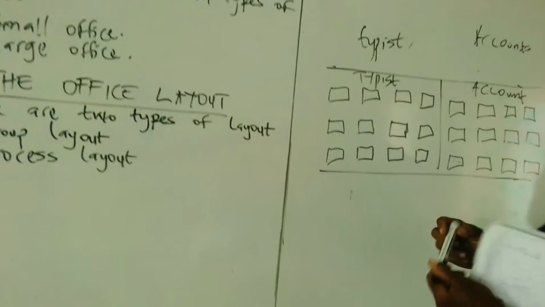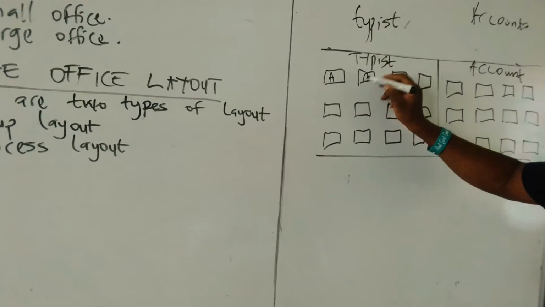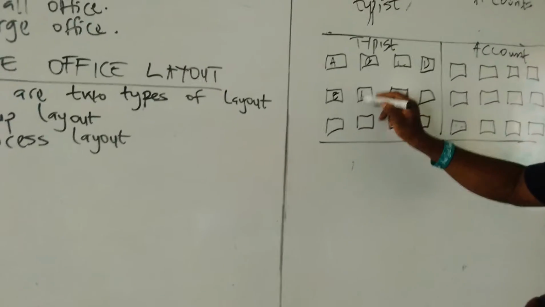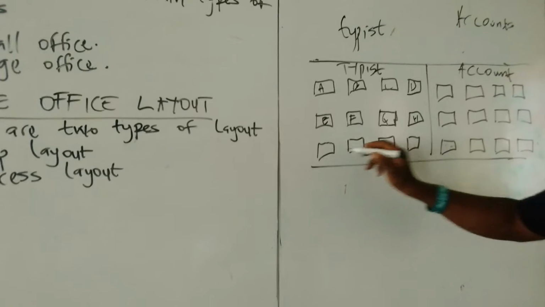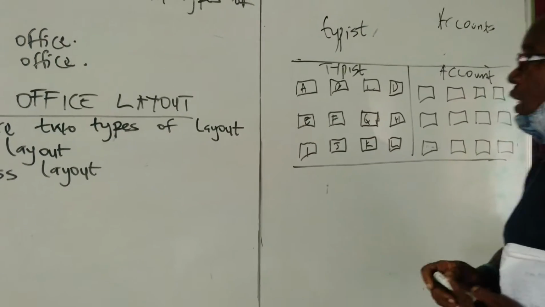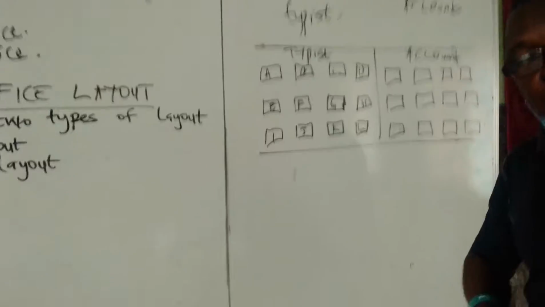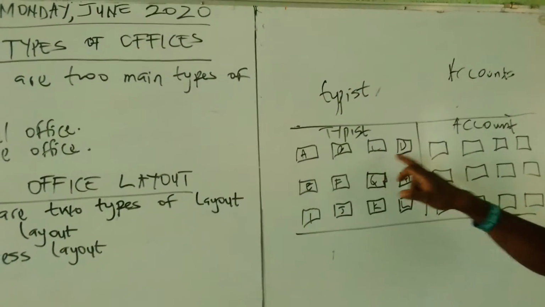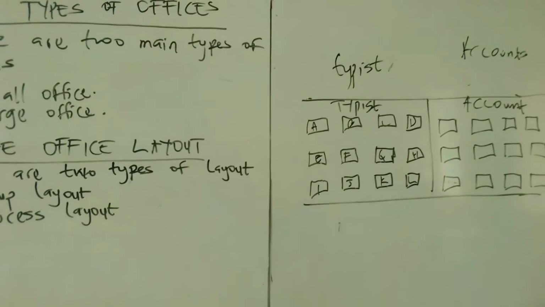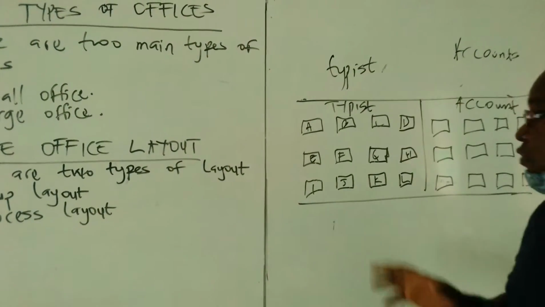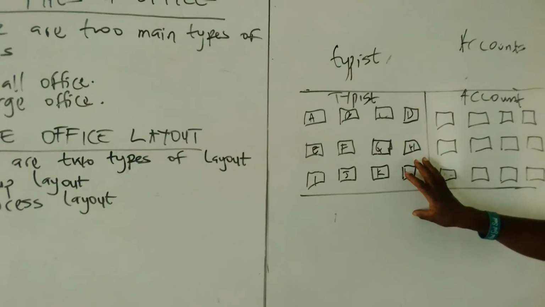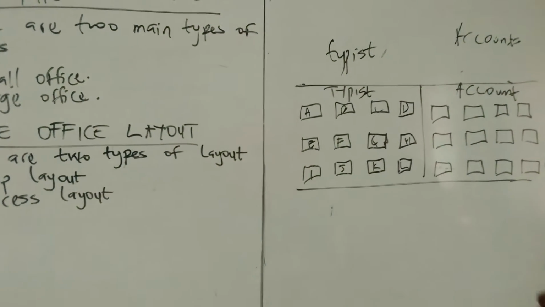You can see that this is typist A, B, C, D, E, F, G, H, I, J, K, L. Let's count it together. Are you there, students? Okay. 1, 2, 3, 4, 5, 6, 7, 8, 9, 10, 11, 12. It means that in that particular organization, they have 12 typists as their staff. Is that clear? Okay, now let's go to the account section.